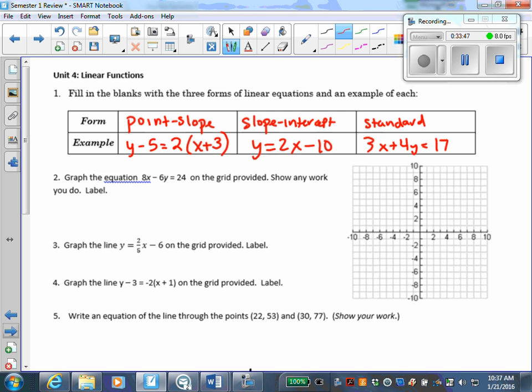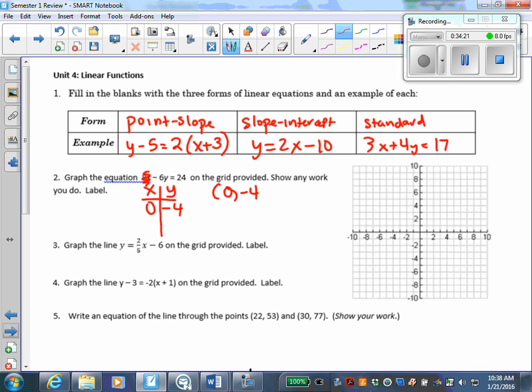Graph the equation 8x minus 6y equals 24 on the grid provided. So that is in standard form. I could either convert to slope-intercept form by getting y by itself, or because 8 and negative 6 go into 24, I'm going to find the x and the y intercept, which means when x is 0, I can solve for y. So I'm going to plug in 0 for x. 8 times 0, this part just goes away. I get negative 6y equals 24. I divide by negative 6 on both sides. I get y equals negative 4. That's the point 0, negative 4.